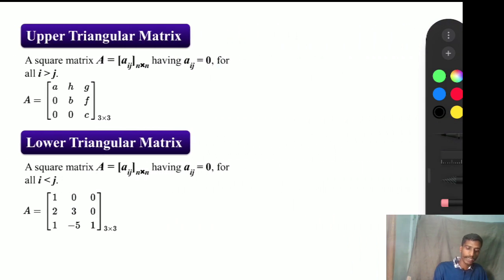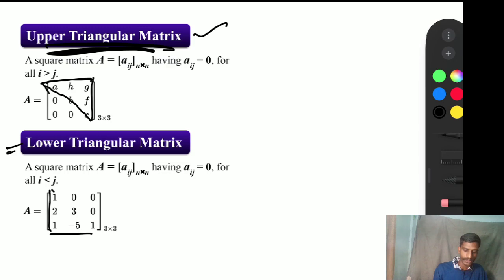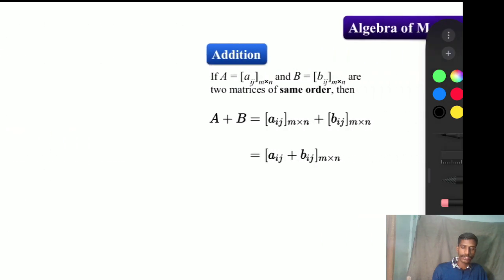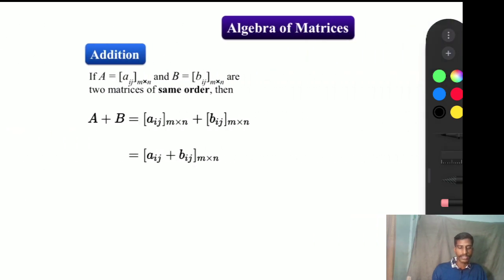Now we move to another matrix, the upper triangular matrix. Whenever a matrix forms a triangle in the upper section, it is an upper triangular matrix. And if it forms a triangle in the lower section, it is a lower triangular matrix. Now that's all for the types of matrices.